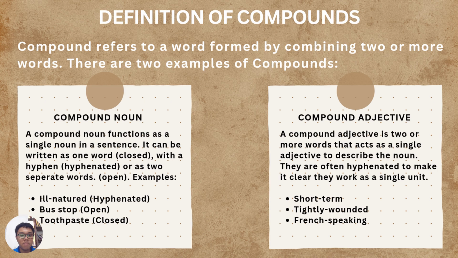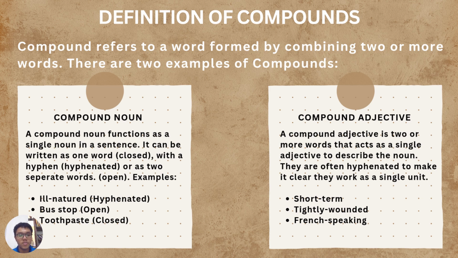Part 1.2, compounds. So, as we discussed before, it's basically the same, except this one is a different material entirely. So, compound refers to a word formed by combining two or more words. There are two examples of compounds. First one, we have compound noun, which is similar to the compound that we discussed in part 1.1. A compound noun functions as a single noun in a sentence. It can be written as one word, closed, with a hyphen, or hyphenated, or as two separate words, open.